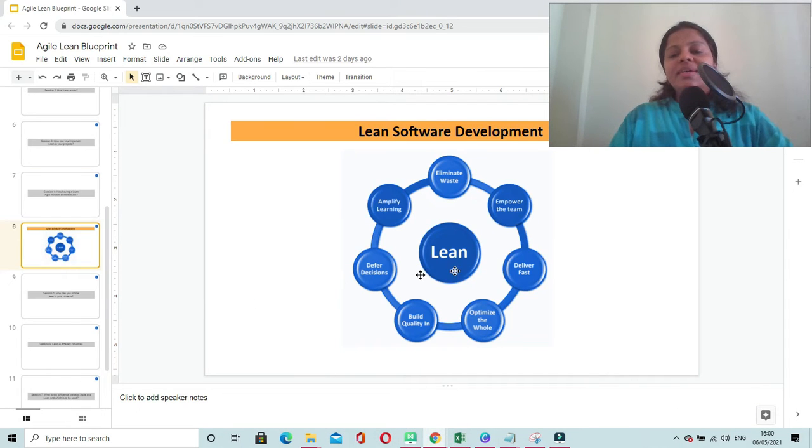As we have already studied the different principles: eliminate waste, empower the team, deliver fast, delivering value as early as possible to the customer. We have studied optimizing the whole, or having a big picture in our mind, build quality in. So we have to implement some rules and some standards in the team so that we will be able to build quality in our product. Defer decisions or defer commitment. So we have to defer some of the decisions till last responsible moment. Amplify learning, that means we have to continuously learn and educate others, and we should not reinvent the wheel. So by implementing all these principles, let us understand what all benefits we will gain.